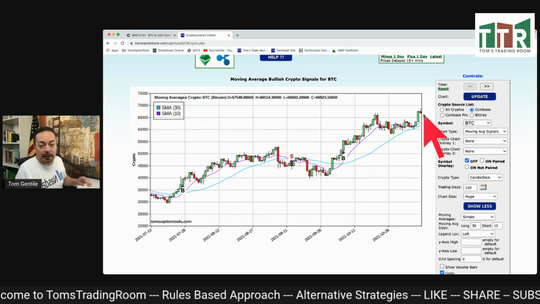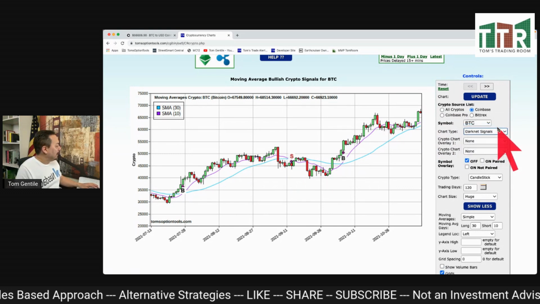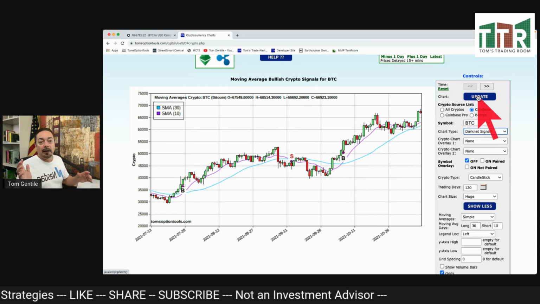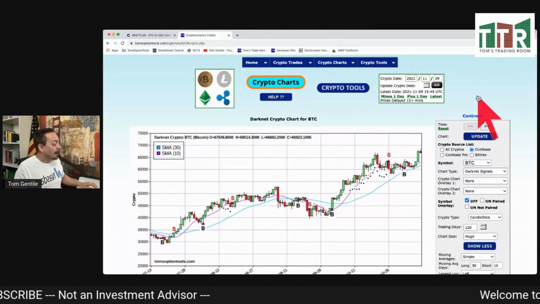Third chart with Bitcoin looks like this. This is something we call Darknet. Darknet is our strategy we look at for determining what we like to call channel stacks, or triple stack compression. This is a buy-only strategy.